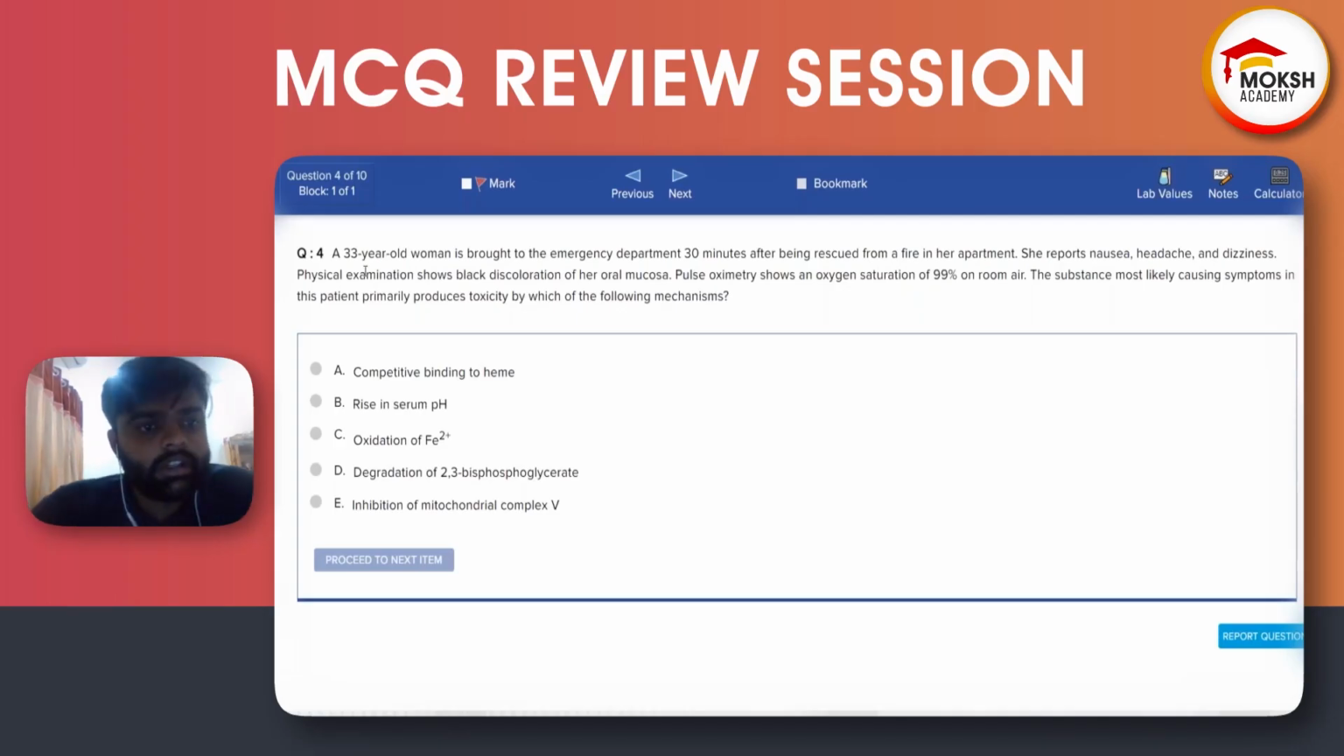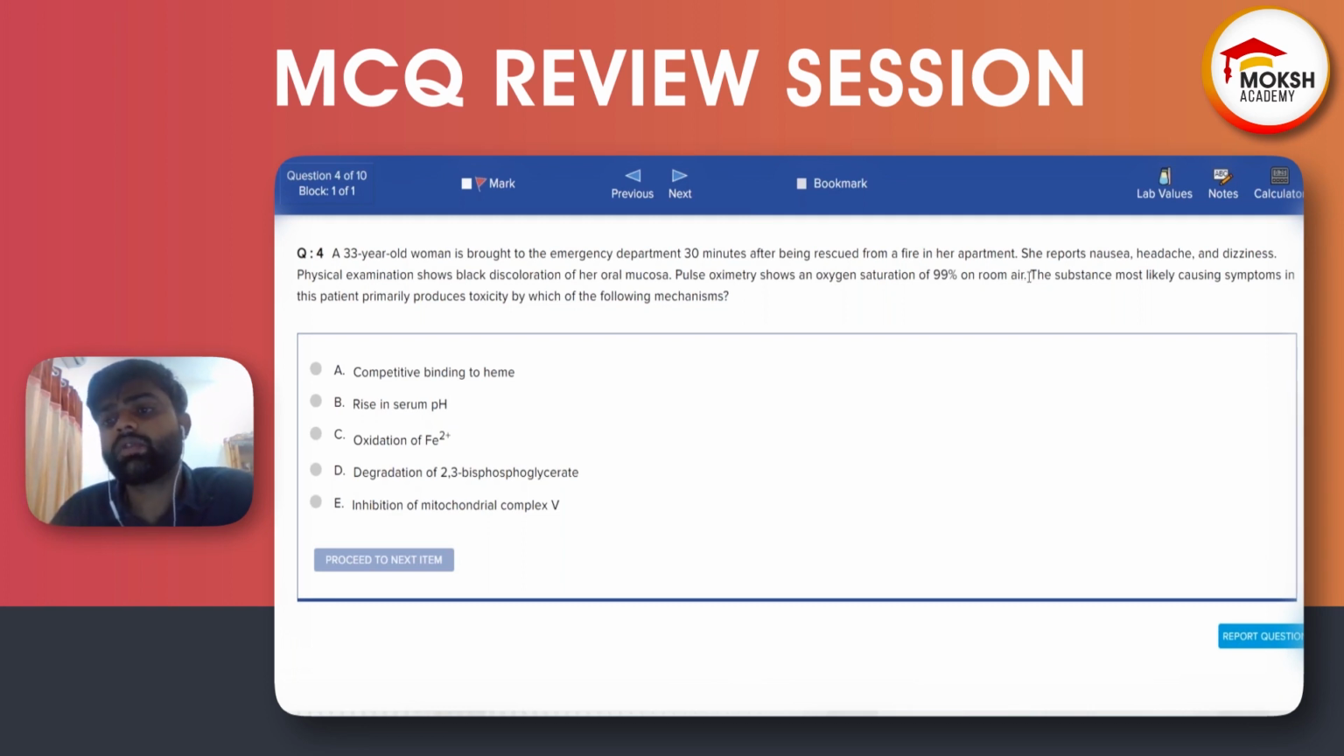It says a 33-year-old woman is brought to the emergency department 30 minutes after being rescued from a fire in her apartment. She reports nausea, headache, dizziness. Physical examination shows black discoloration of the oral mucosa. Pulse oximetry shows an oxygen saturation of 99% on room air.